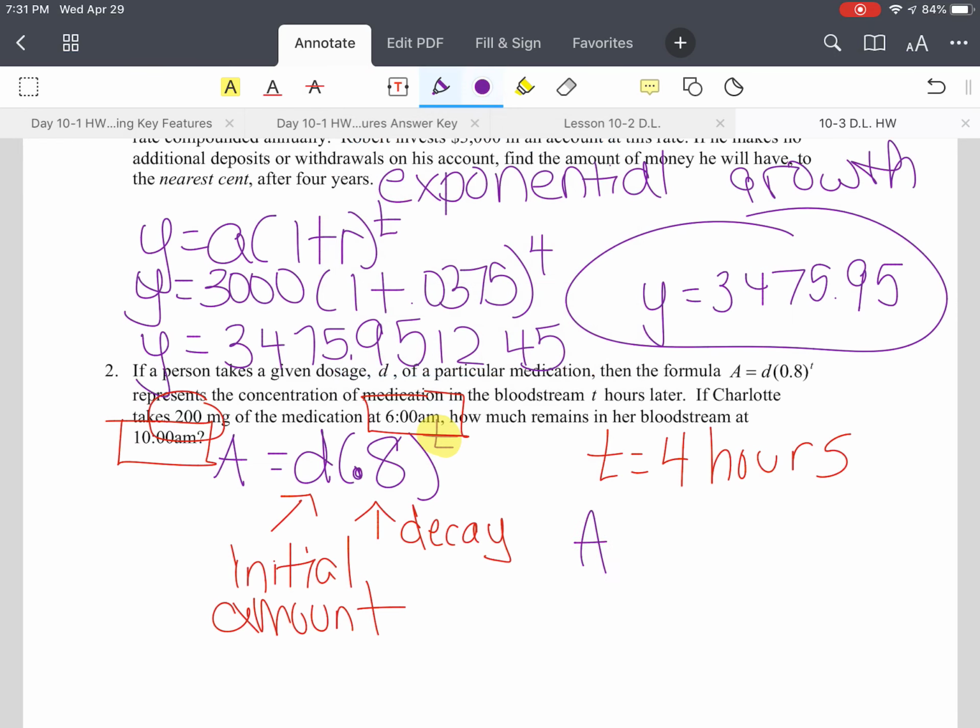Okay, so A equals the amount that Charlotte took initially. We said that was 200. They told us 0.8. We didn't have to figure that out. And we decided that it was 4 hours later. So let's put that into our calculator.